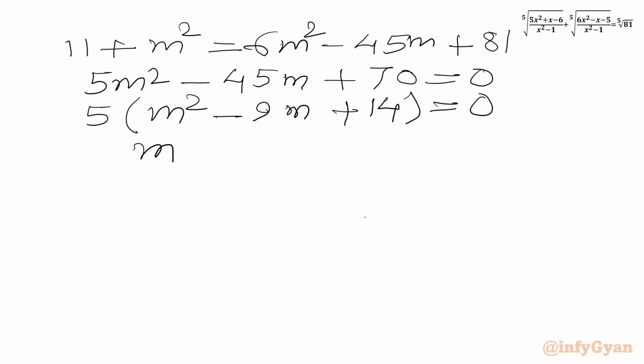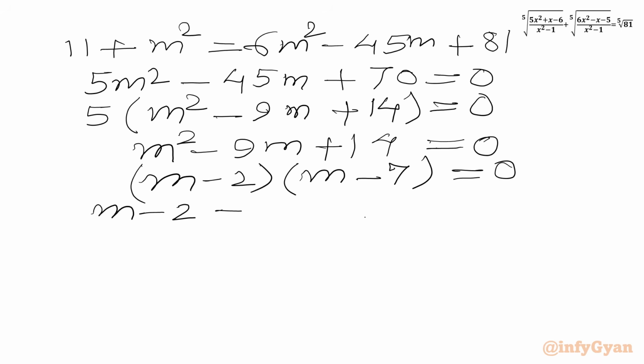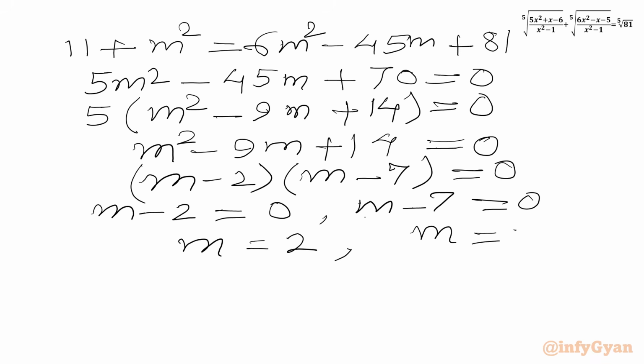We can write the quadratic equation m² − 9m + 14 = 0, which we can factor easily. We will write (m − 2)(m − 7) = 0. Using the product zero rule, we will write either m − 2 = 0 or m − 7 = 0. So from here we get m = 2, and from this equation m = 7. m was ab, our substitution. So we will write ab = 2, ab = 7.